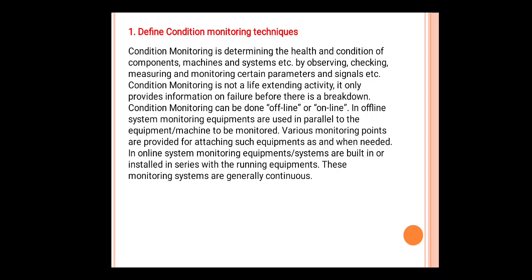In an offline system, monitoring equipments are used in parallel to the machine to be monitored. Various monitoring points are provided for attaching such equipments as and when needed. In an online system, monitoring equipments are built in or installed in series with the running equipments. These monitoring systems are generally continuous. So all these things are considered in condition monitoring techniques.